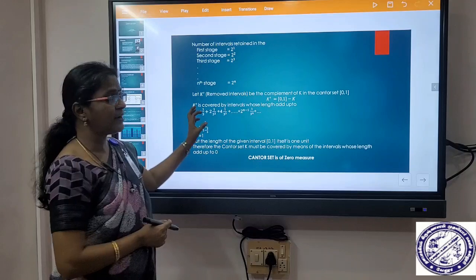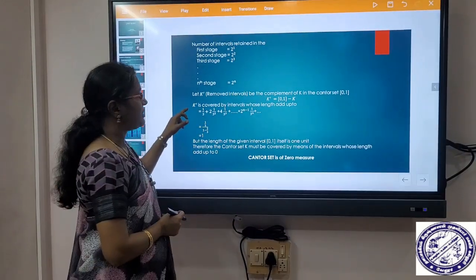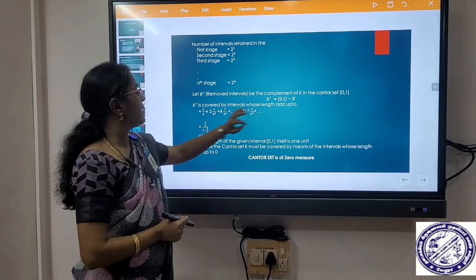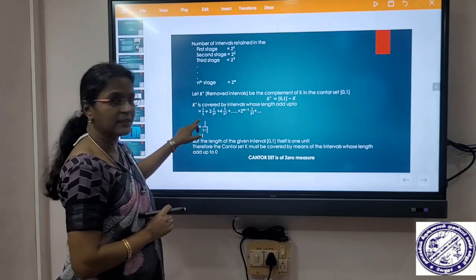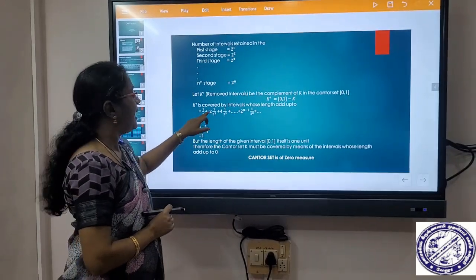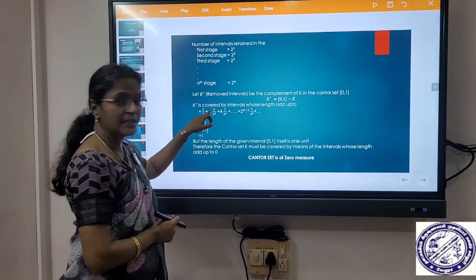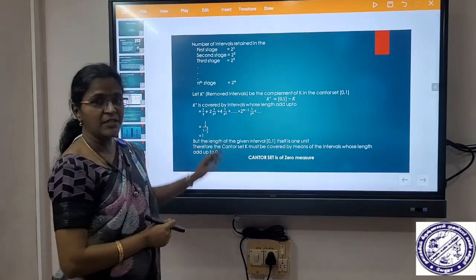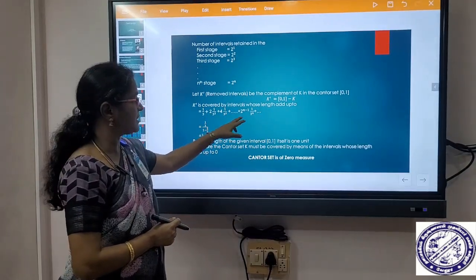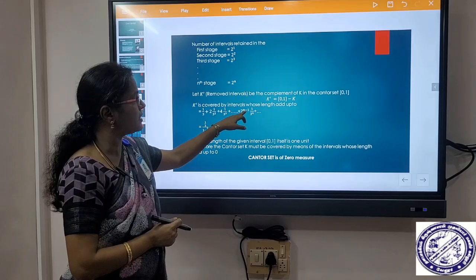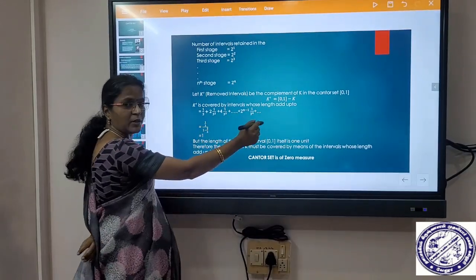We are going to find the length of the complement of the Cantor set. The length of the complement is taken like this: in the first stage we removed an interval of length 1/3, in the second stage we removed 2 intervals of length 1 by 9 each, and at the third stage we removed 4 intervals, that is 4 into 1 by 3 cube, and so on, and at the nth stage 2 power n minus 1 by 3 power n, plus and so on. See, this is a geometric progression.